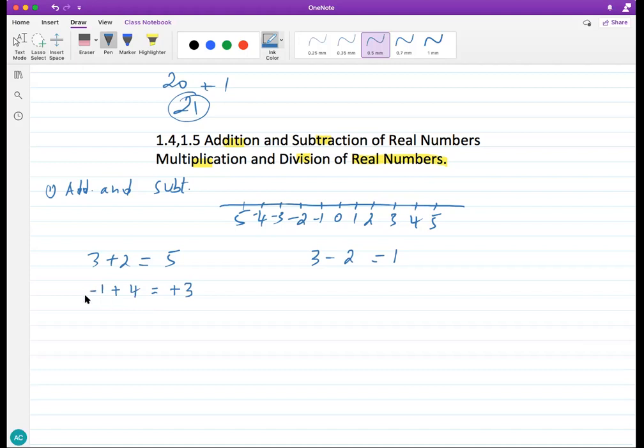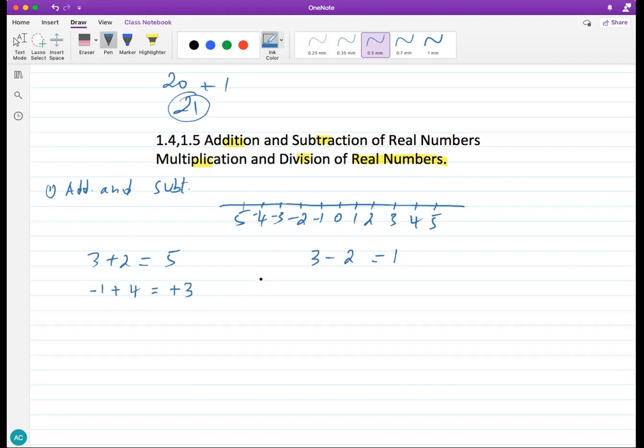So you can either just do it because you know the rule, or basically you would start from here. Always start from the first number and either go left or right based on the sign, as many times as this says. So we start from -1 in this case, then we go to the right 4 units: 1, 2, 3, and 4. So we get to +3.